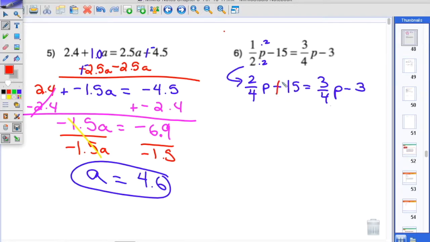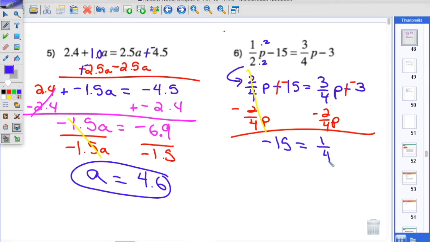I can also change subtraction to adding the opposite. And now let's get rid of the 2/4. So subtract 2/4 p on both sides. That's both sides of your equal sign. So now the 2/4 p's cancel out. And you're left with -15 is equal to 1/4 p plus a -3.